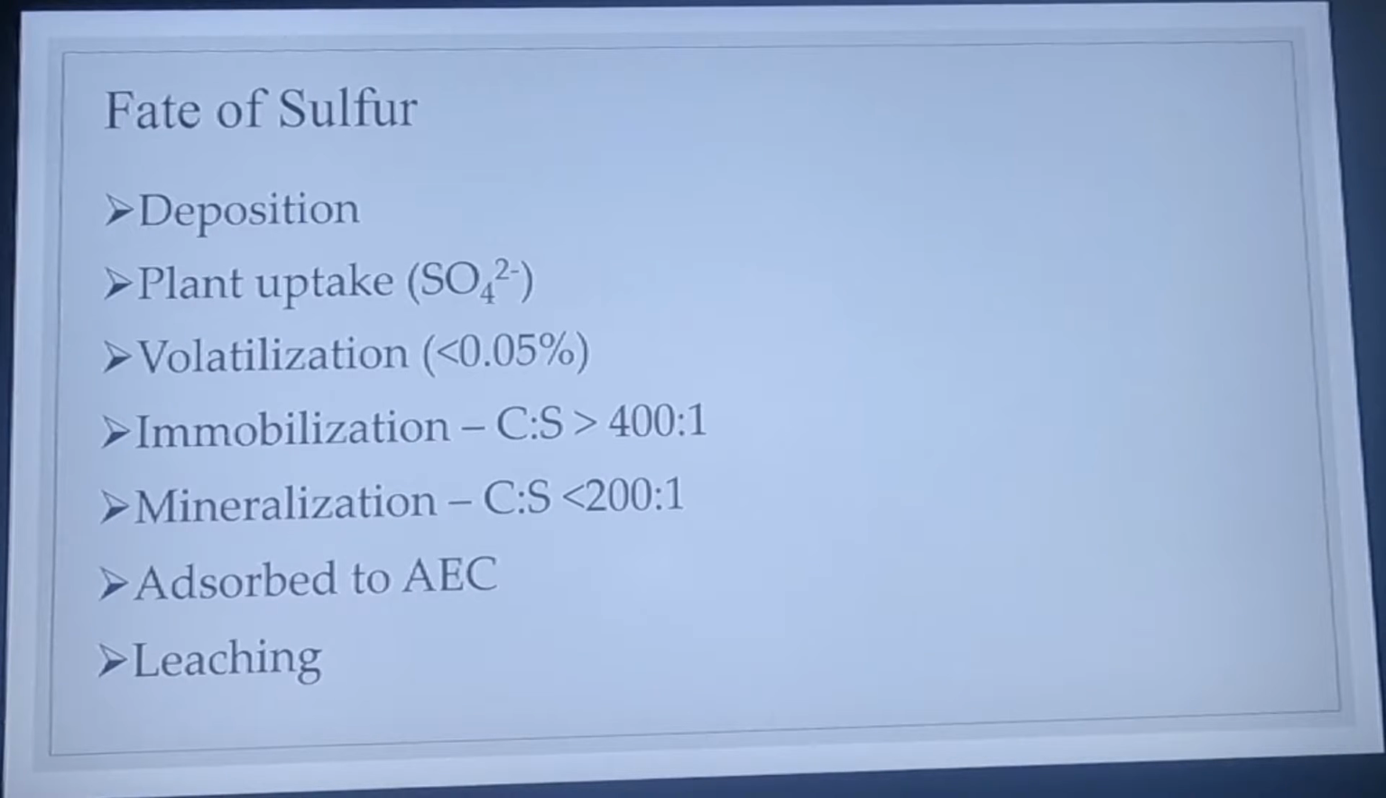So from top to bottom, we have deposition and plant uptake. Remember, plant uptake is going to be central to all of our cycles. We will have some immobilization and mineralization. Very small amount of volatilization, very, very minute compared to nitrogen. It can be adsorbed to the AEC, and since it's an anion, much like nitrate, it can be leached.